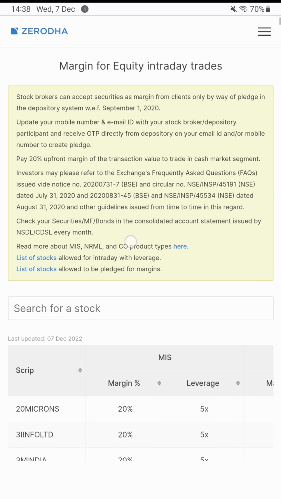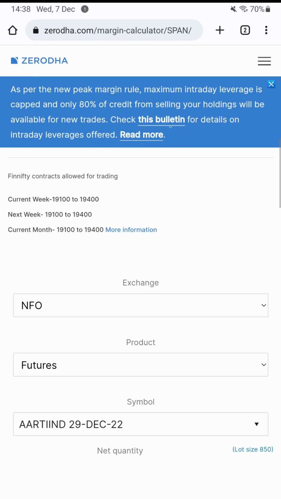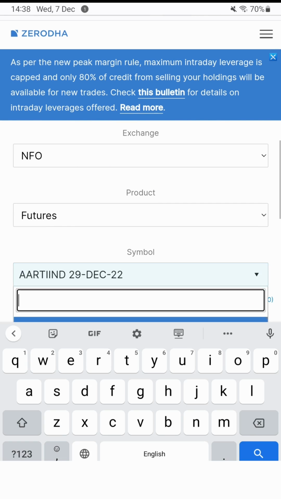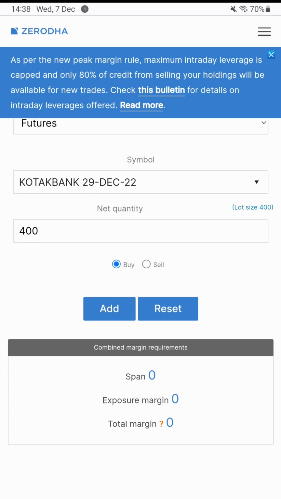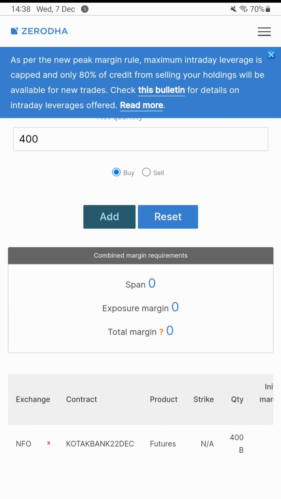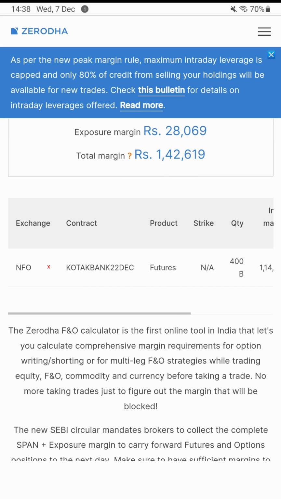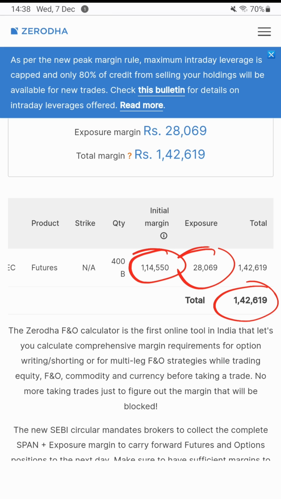Now let's take a look at the FNO margin. So if you go to the FNO calculator here, again, if I say futures, you can select a certain stock. You will see the lot size over here. So that's the quantity you need to buy. And now if we just add it over here, you will see that for this stock, the quantity is 400. The initial margin that you need to give is just 1,14,000 plus exposure. So it brings the total to 142.